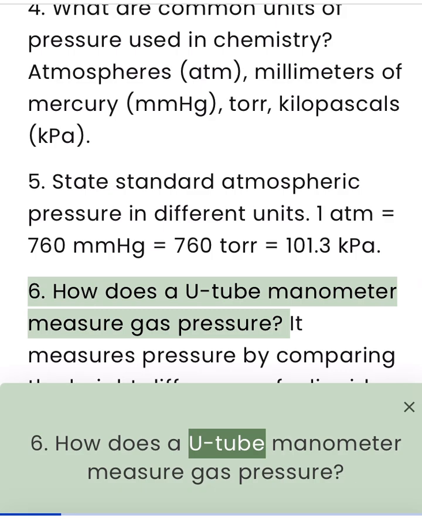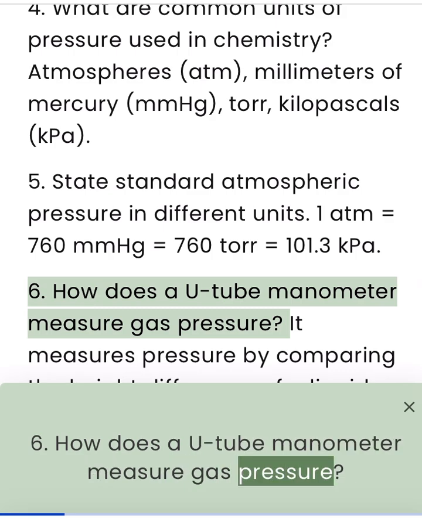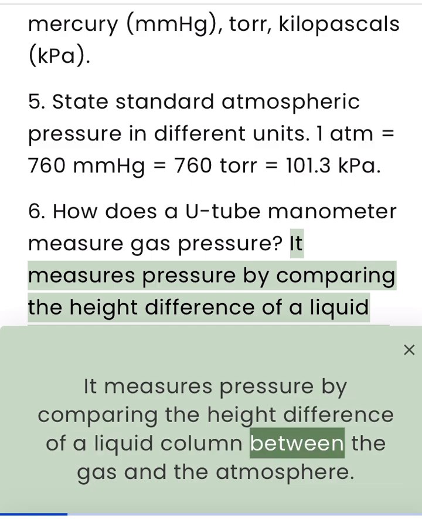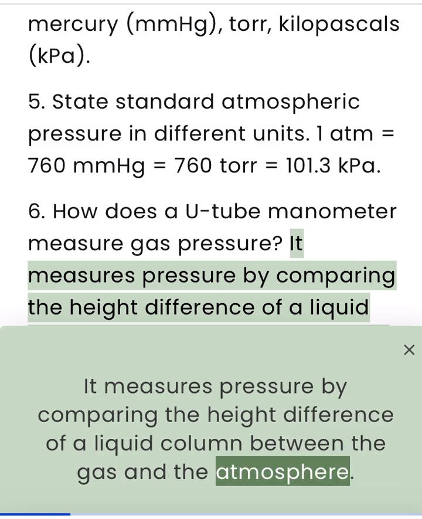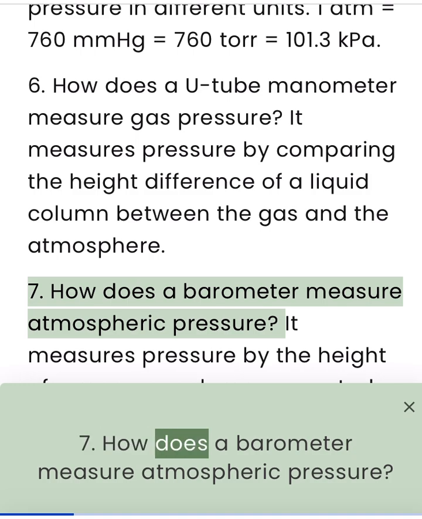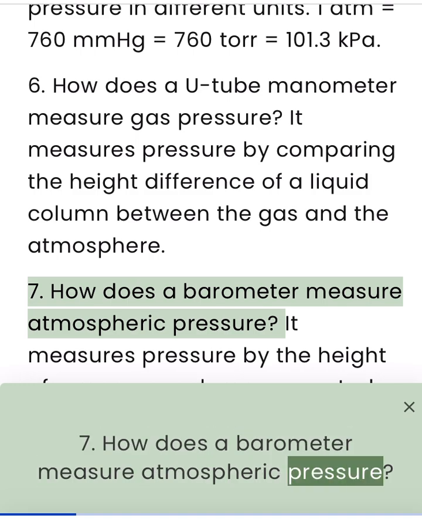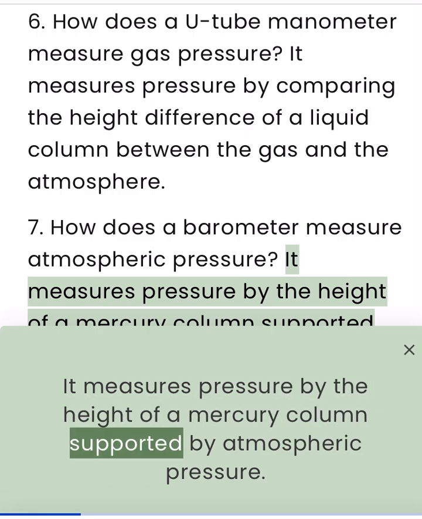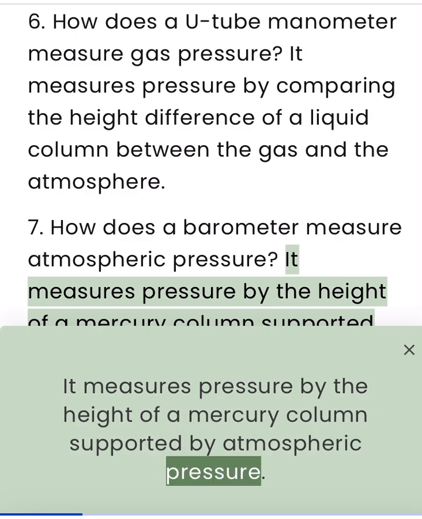6. How does a U-tube manometer measure gas pressure? It measures pressure by comparing the height difference of a liquid column between the gas and the atmosphere. 7. How does a barometer measure atmospheric pressure? It measures pressure by the height of a mercury column supported by atmospheric pressure.